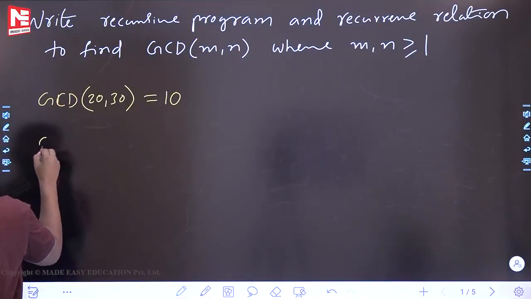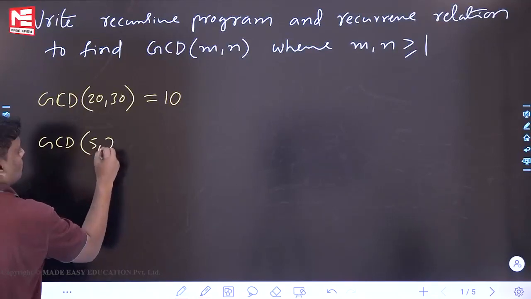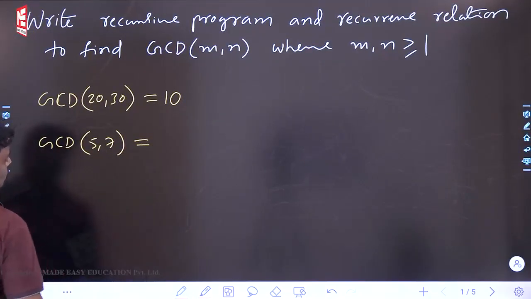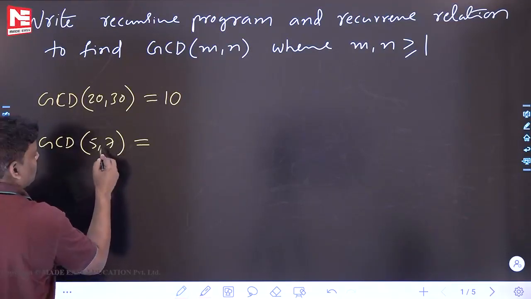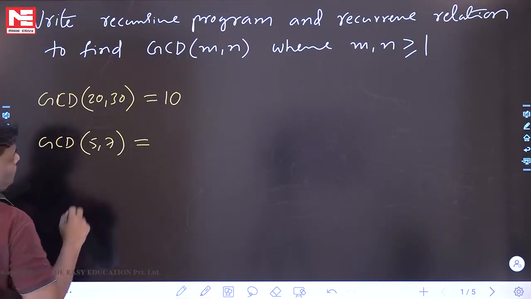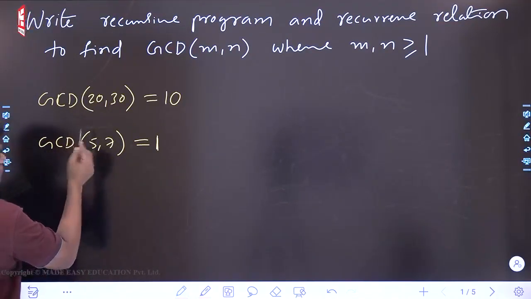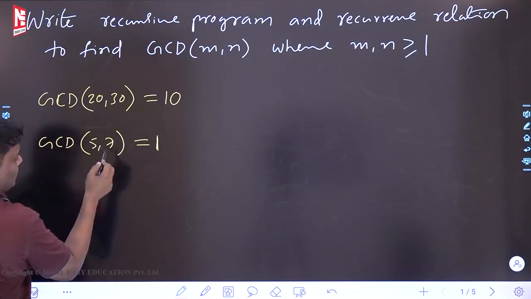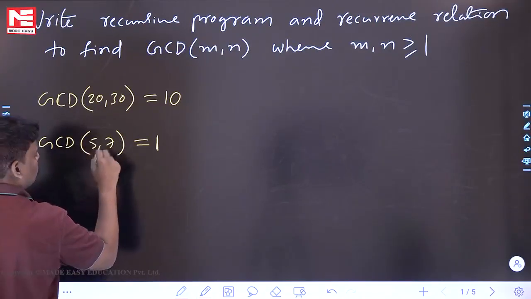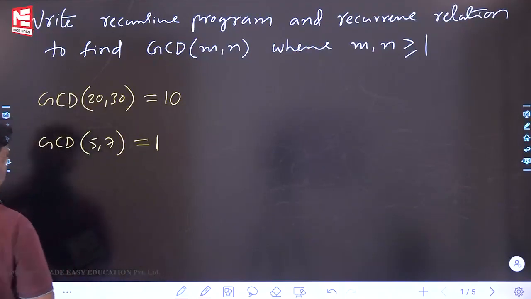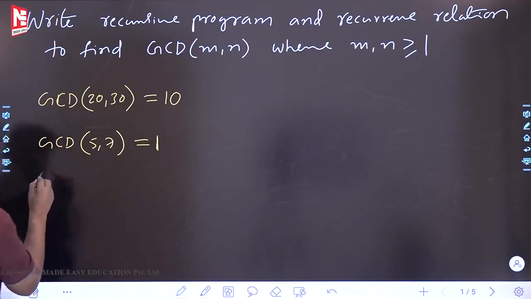Next one, see this one. You only say GCD of 5 comma 7. What is the answer? Because these are prime numbers, with only 1 and themselves as divisors, 1 is the answer. Because 5 divides only 5 but not 7, and 7 divides only 7 but not 5. So 1 divides both. The greatest common divisor for these 2 is going to be 1. That is also okay, right? I am thinking that you are really comfortable. Now see this one.